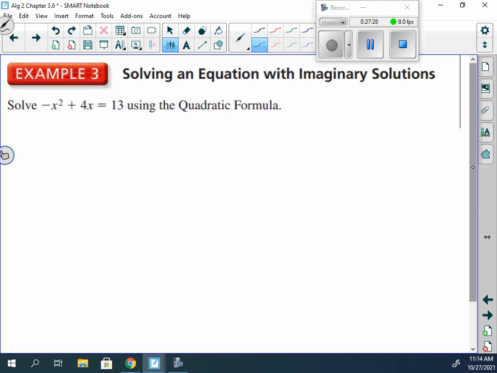We're going to look at this one here. This will be the last one that we look at solving with quadratic equations. There is one other thing we will look at. Well, to be able to solve this here, we need this here to be equal to 0. So what can we do first? Which will give us negative x squared plus 4x minus 13 is equal to 0.